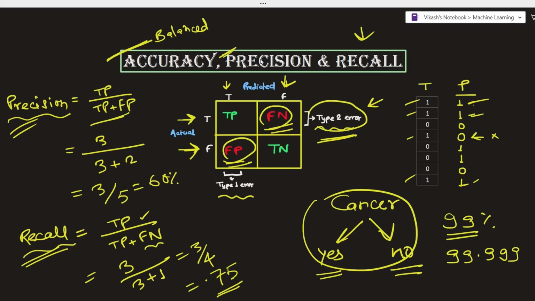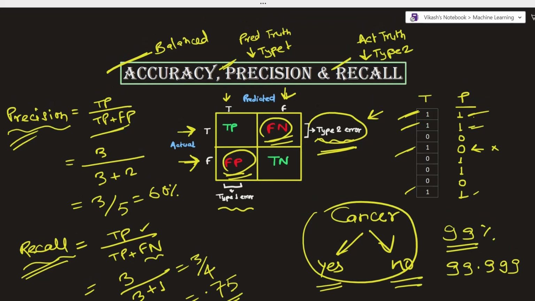So when you are using precision, you will use predicted truth as base to reduce type 1 error. And when you are using recall, you generally use it to reduce type 2 error, and it considers actual truth as base. So that was all about accuracy, precision and recall.